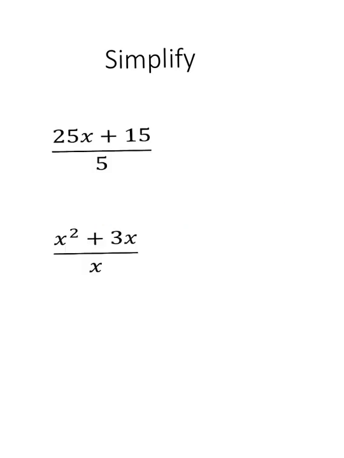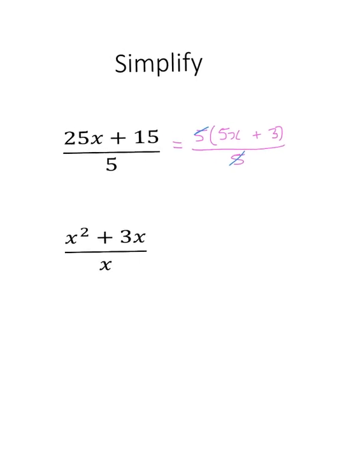Simplifying algebraic fractions. Now it's really important when you've got anything like this to try and factorise your fraction first. So looking at the numerator here, I can take out a factor of 5, so that inside the bracket that would give me 5x plus 3, and then divide by 5. So once I've done that, I can see that the 5 in the numerator will cancel with the 5 in the denominator to give me a final answer of 5x plus 3.